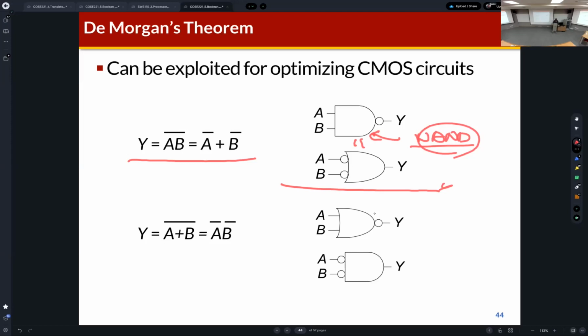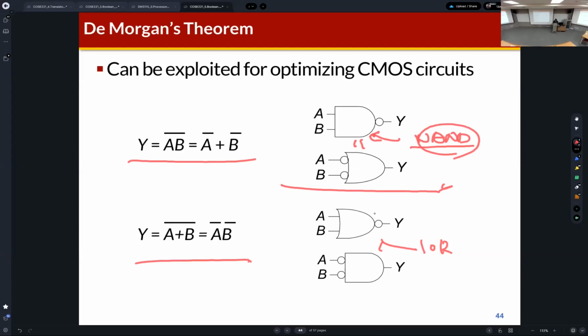We can also observe the same De Morgan theorem for the OR gate. This is an OR gate, and when the inputs are inverted like this, the gate changes. So for the basic logic gates, you can understand the De Morgan theorem like this.